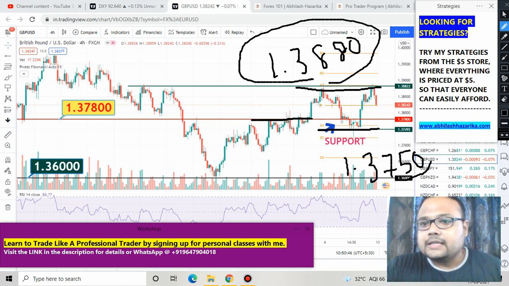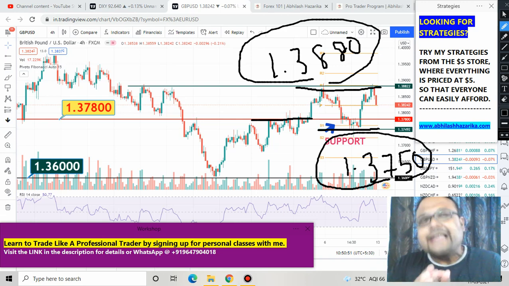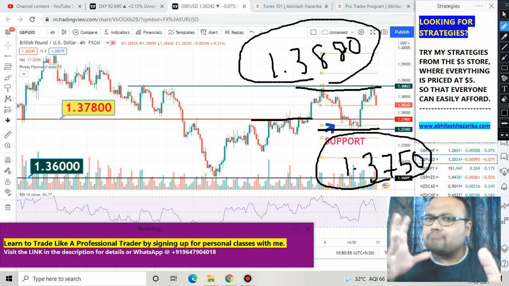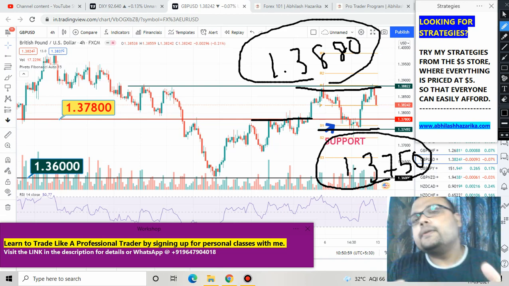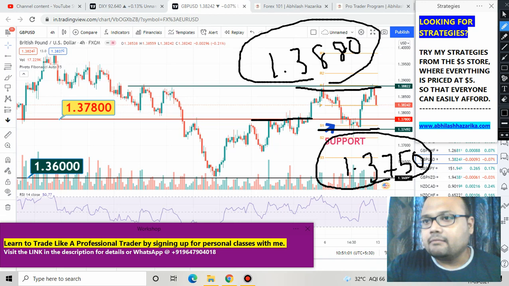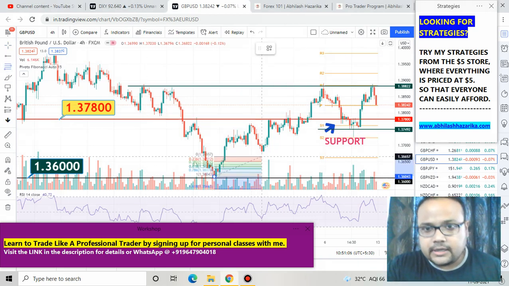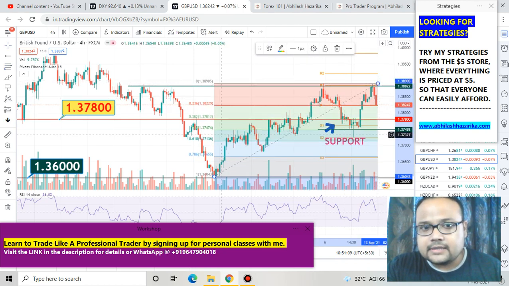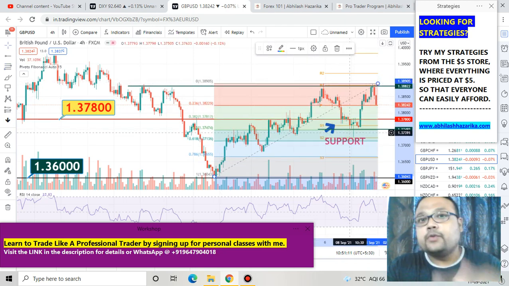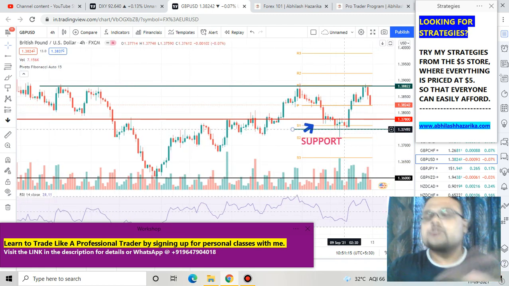1.3750. This level is also important because the market has been testing this level, and this is actually a 50% retracement level. Okay, this is a 50% retracement level, and buyers are also present at this level. If you want to see, then I can draw a Fibonacci level here, and you can see that this is the 50% retracement level from the Fibonacci chart. So this level is also important.